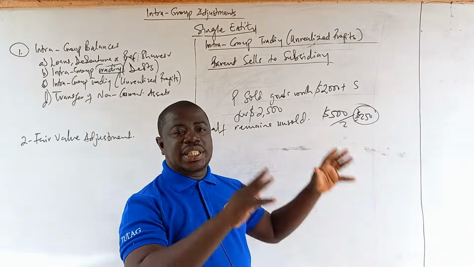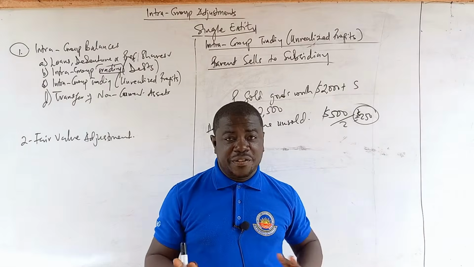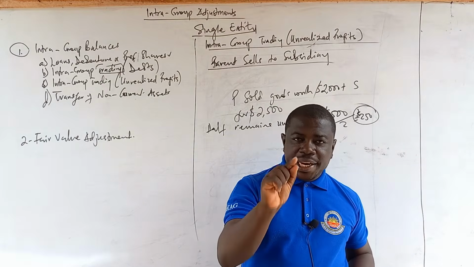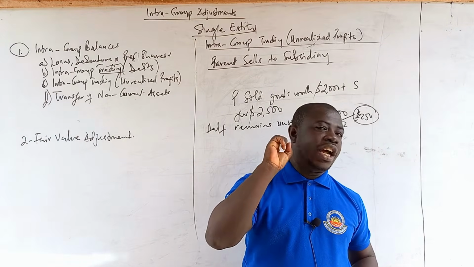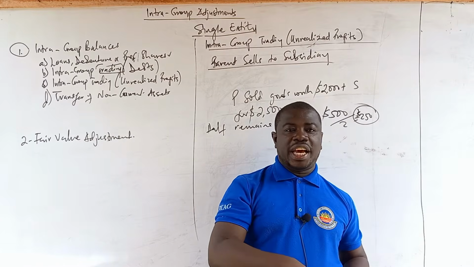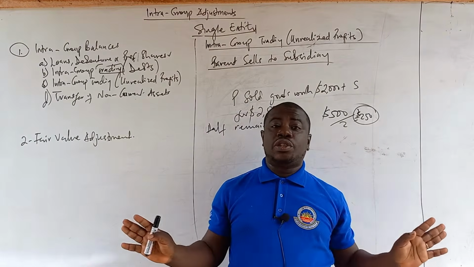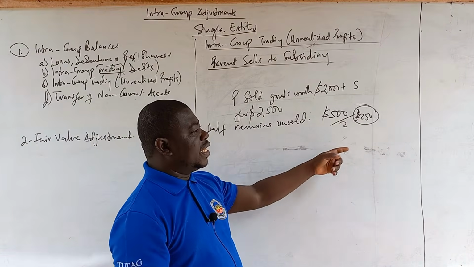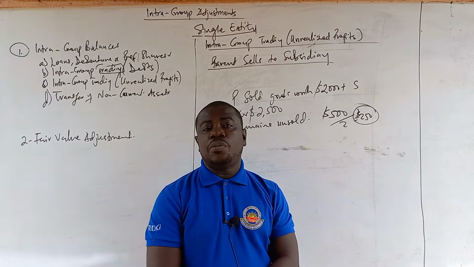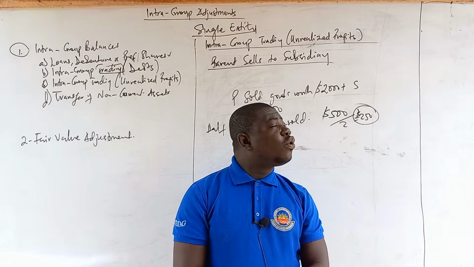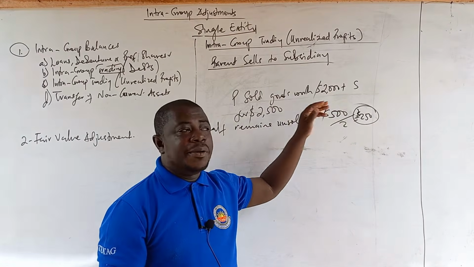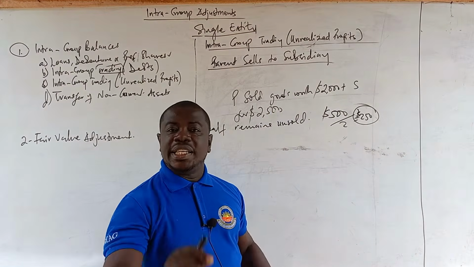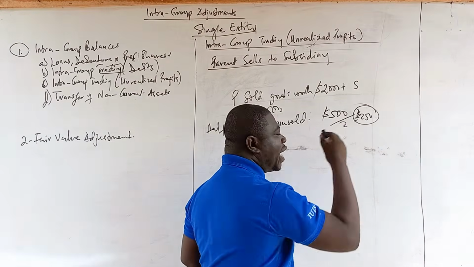So they may twist and turn the language in whatever way they want to. But your main objective is to look for the unrealized profit. After looking for the unrealized profit, all these figures will not matter to you again. You're only going to deal with the unrealized profit. So after going through all that, now it is only these 250 that will matter to us. They could have used all other forms to confuse us, but the main objective is to find any unrealized profit.